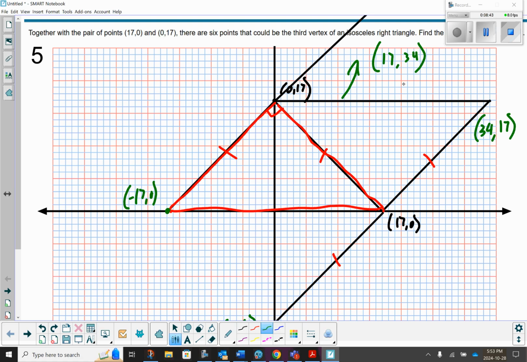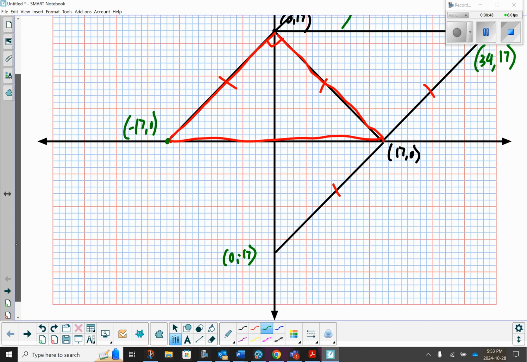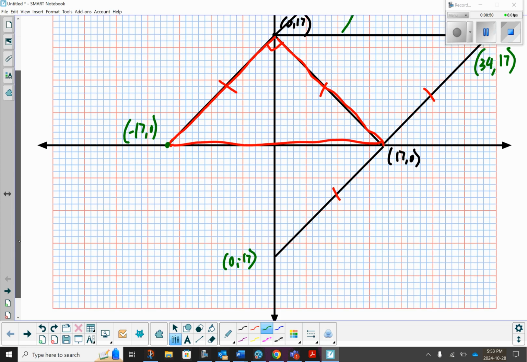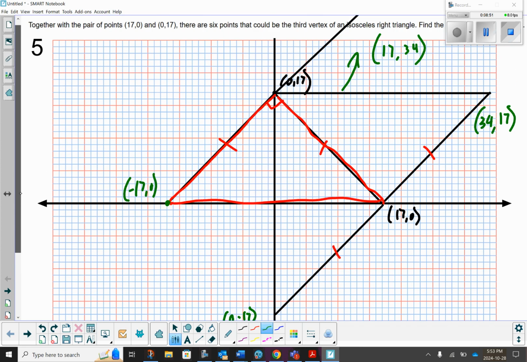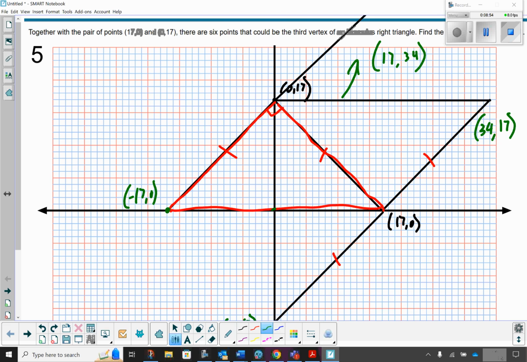So there we have it: 34, 17, 17, 34, -17, 0, 0, -17, and then we had earlier 0, 0, and 17, 17. There's all 6 points. Draw the graph, play around with the graph. Don't be afraid to make graphs. Graphs are your friends.